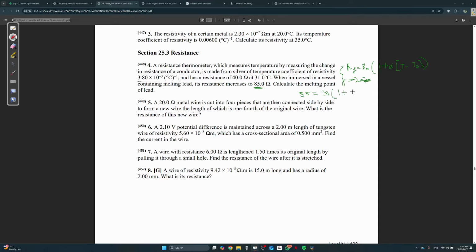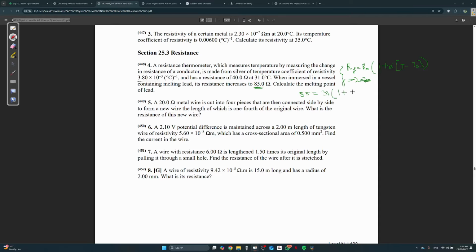Question 5. A 20 ohm metal wire is cut into 4 pieces that are then connected side by side to form a new wire, the length of which is 1/4 of the original wire. What's the resistance of this new wire? So what do we know about resistance and the length of wires? We know R is equal to rho L over A. This is an old formula, but I'm reminding you of it now.